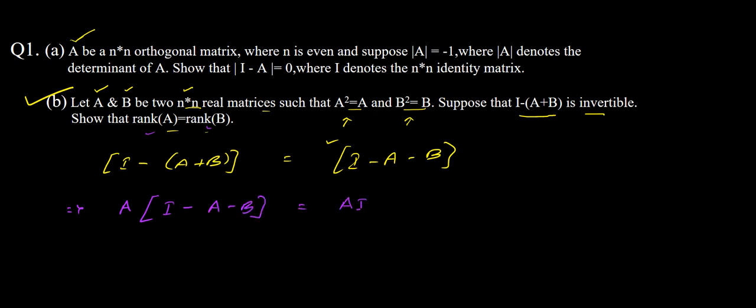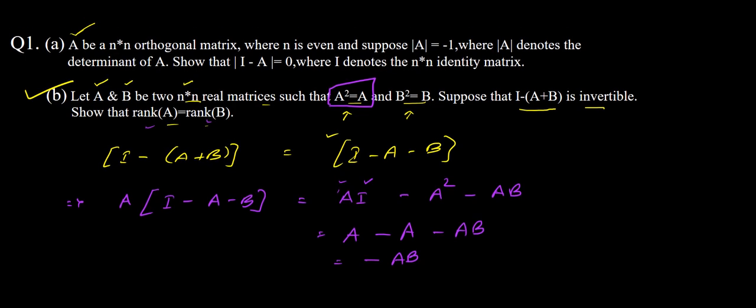We will have AI minus A square minus AB. As you know, any matrix multiplied with an identity matrix gives the matrix itself. So here we will have A minus A square. In the question you can see A square is equal to A. So we can write here A and minus AB. So A minus A gets cancelled out. We are left with minus AB.